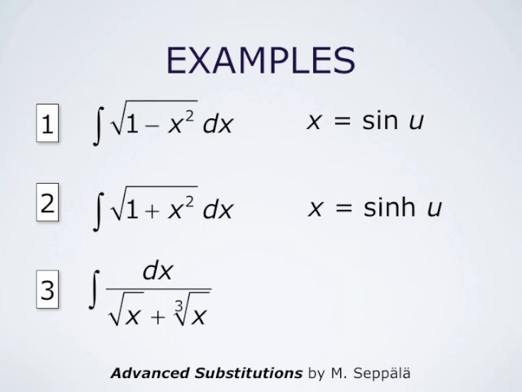The third example is the integral dx divided by square root of x plus cube root of x. And here we use the substitution x equals u to the power 6. When we do that, then square root of x becomes just u cubed, and cube root of x becomes u squared. Therefore, this substitution allows us to get rid of the roots in the integrand, and therefore it works.